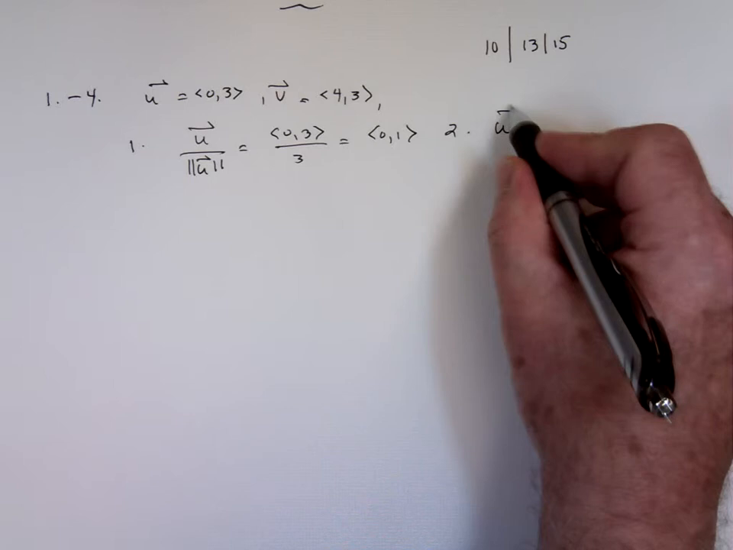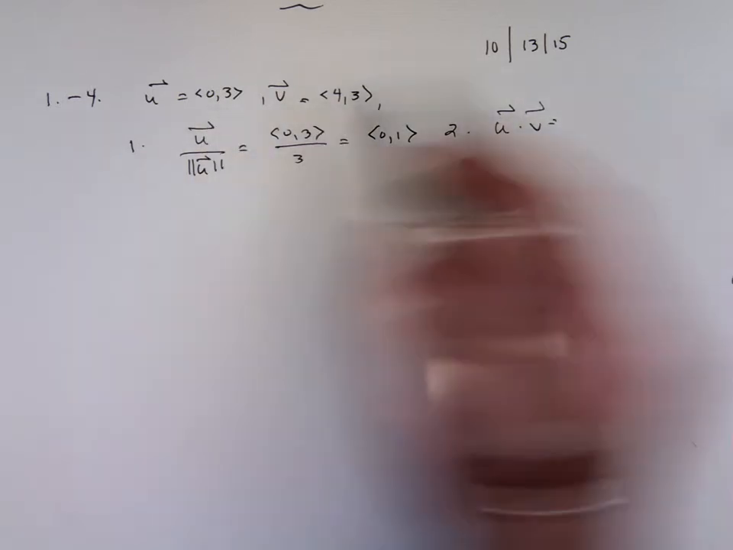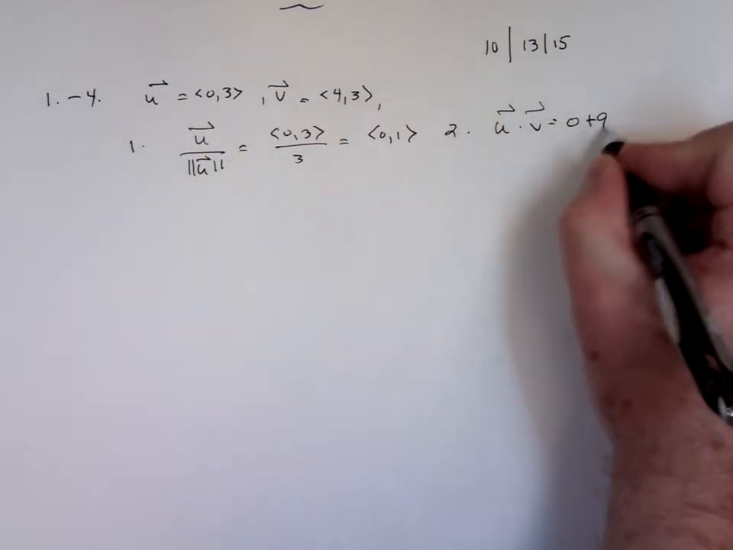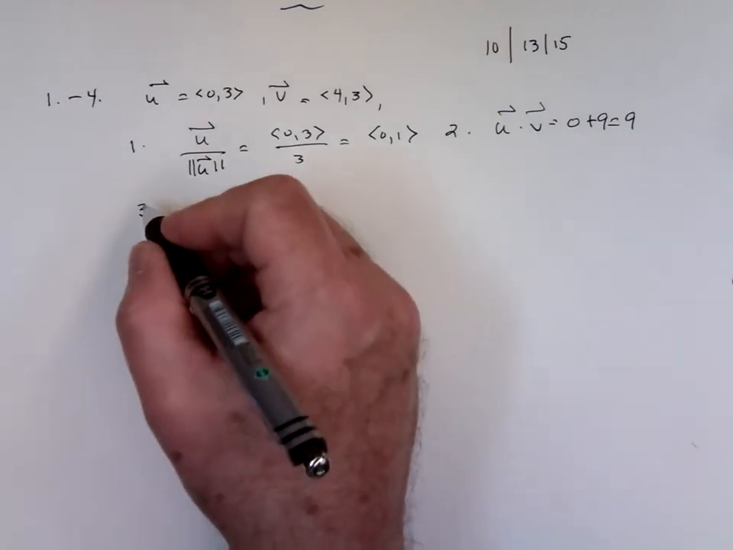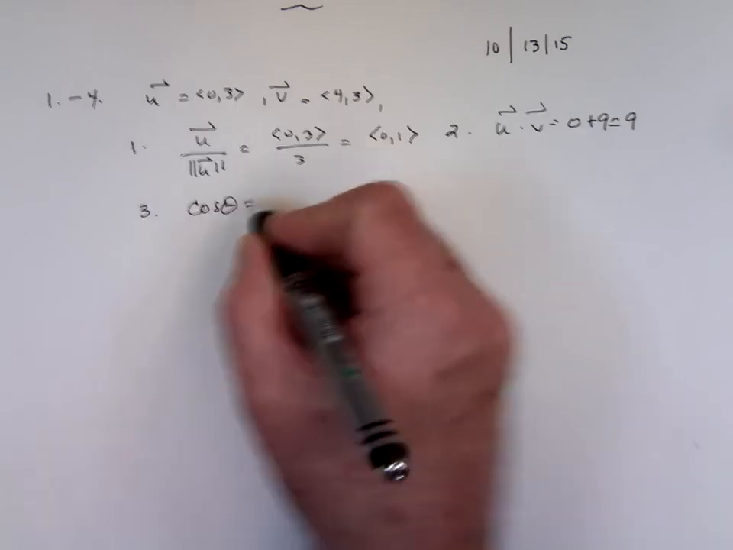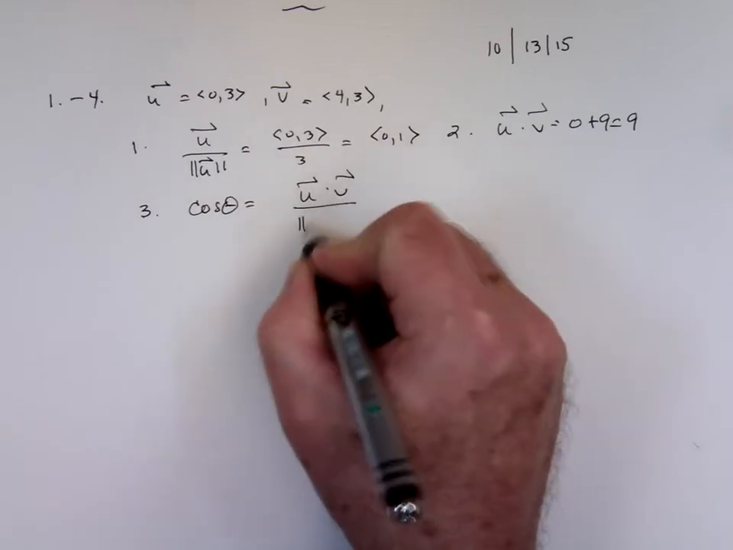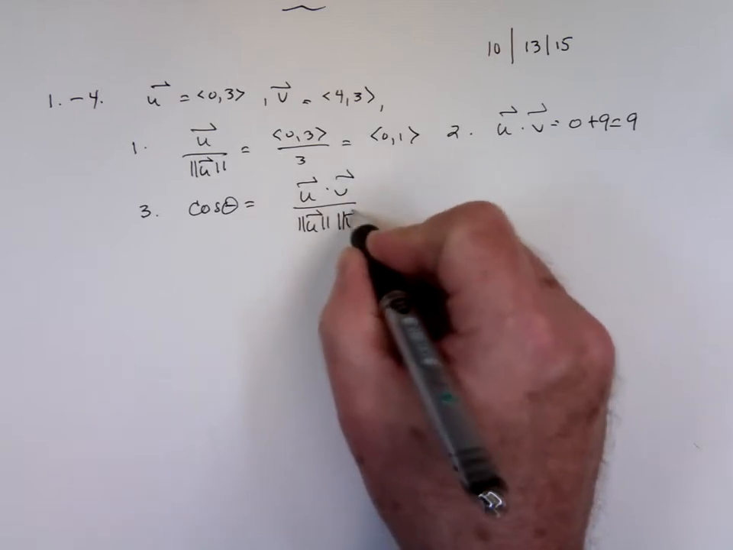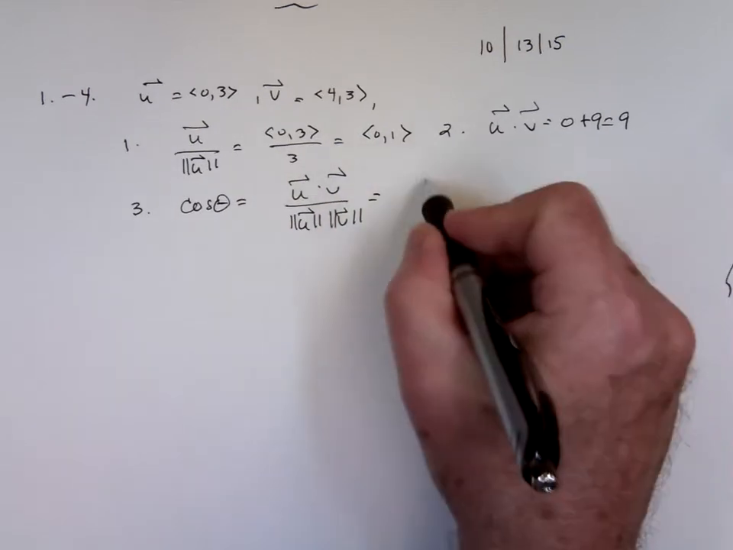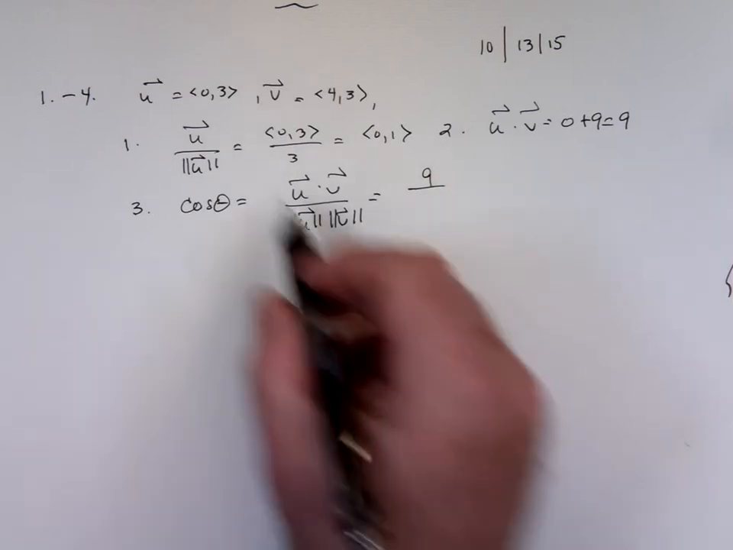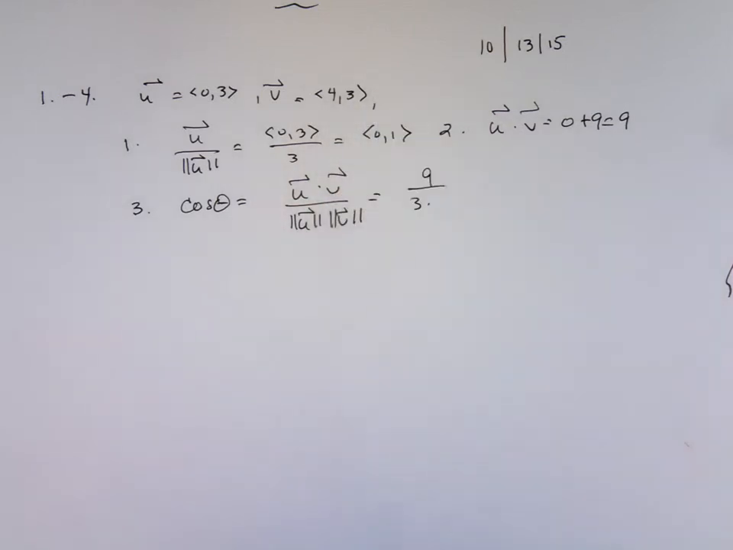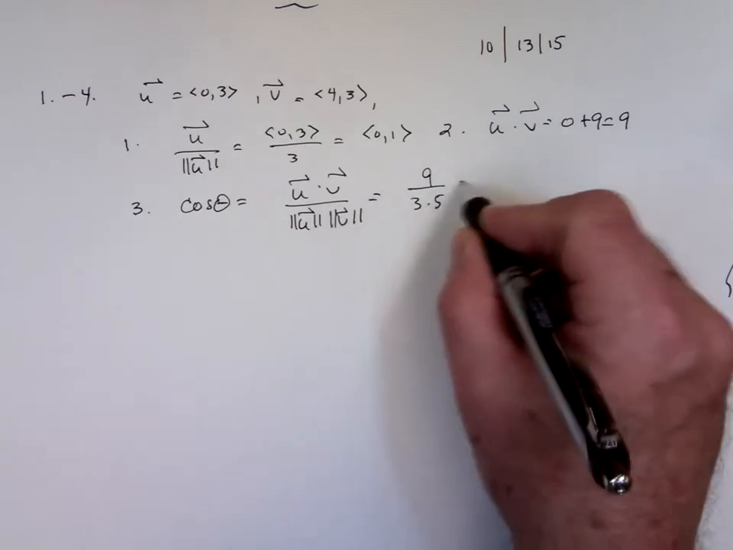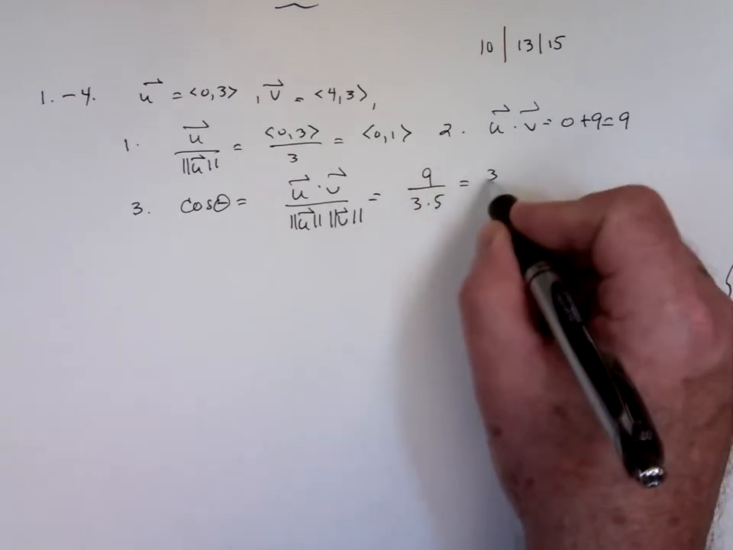2, u dot v, dot product of the two. 0 times 4 plus 3 times 3 gives you 9, the dot product. Number 3, cosine of theta, dot product over the product of the magnitudes. Dot product we just did is 9. The magnitude of u, we said, was 3. The magnitude of v is square root of 4 squared plus 3 squared. Square root of 25 is 5. So we end up with 3/5.